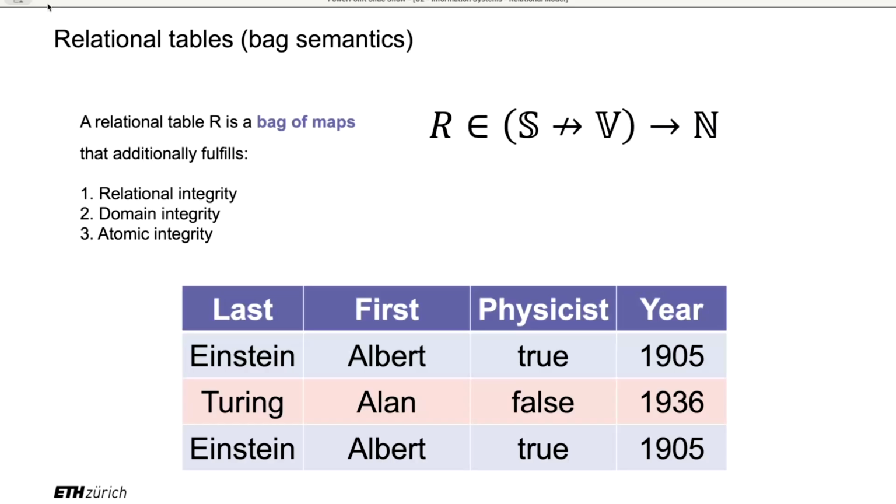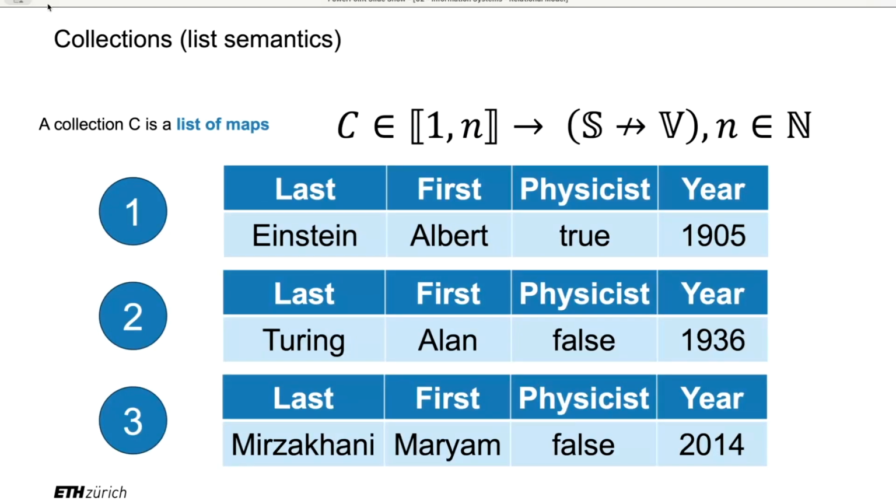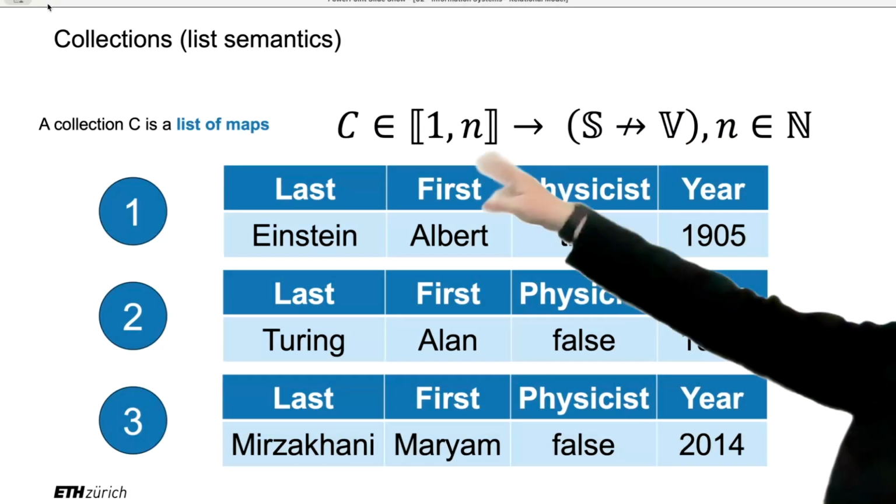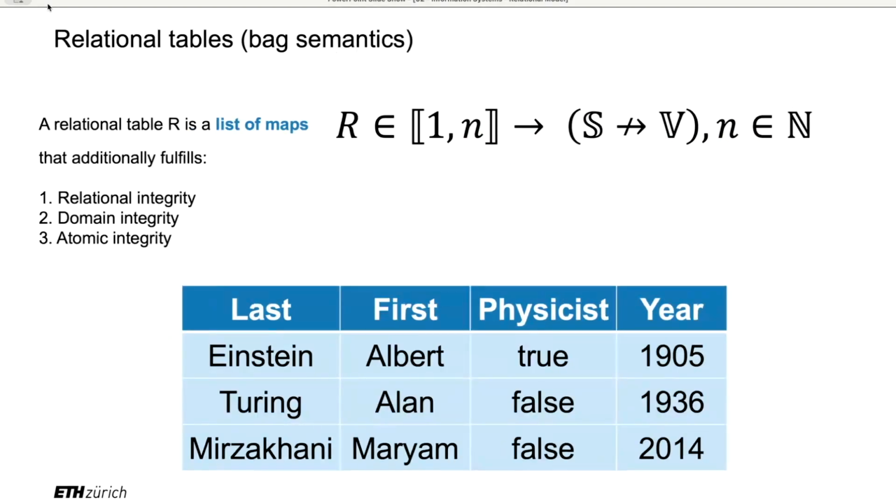Strawberry flavor, list of maps. So now I say a collection is a list of maps. So now the order matters. There is a first map and a second map and a third map, right? So that's the list flavor. Don't be scared by the math. That's just a formal way of saying that. And if I want my list of maps to be a relational table, then again, I say it has to enforce these three criteria. So you see that we turn this into a Lego game because it's configurable.